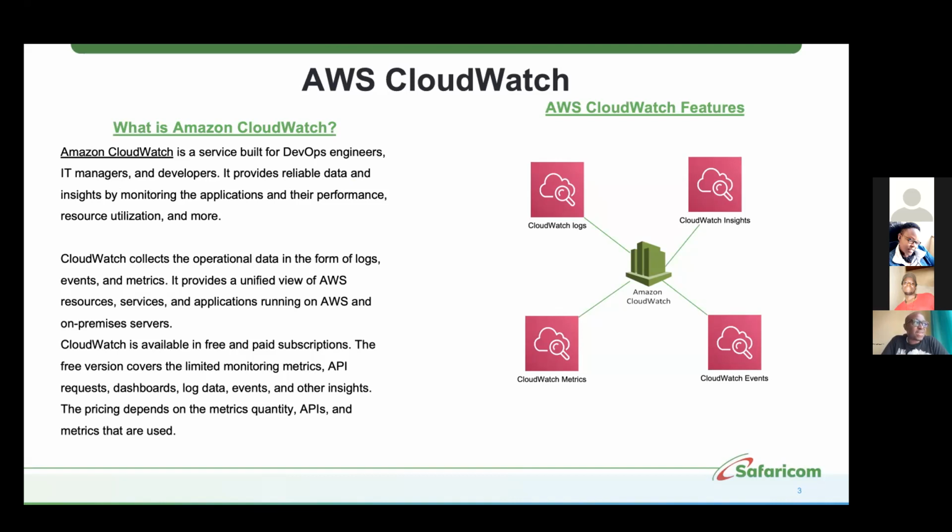Naturally, Cloudwatch collects all this operational data in the form of logs, events, and metric sets, and provides a unified view so that we are able to see what is happening. So if, let's say, we have several servers and we need to see the CPU utilization, Cloudwatch can give us that utilization in a simple graph where we are able to see what is happening all through. It has a free version and a paid version, where the free version is a little bit limited to monitoring metrics, API requests, dashboards, logs, and such. And the pricing for the subscription depends on the quantity of the metrics that you need.